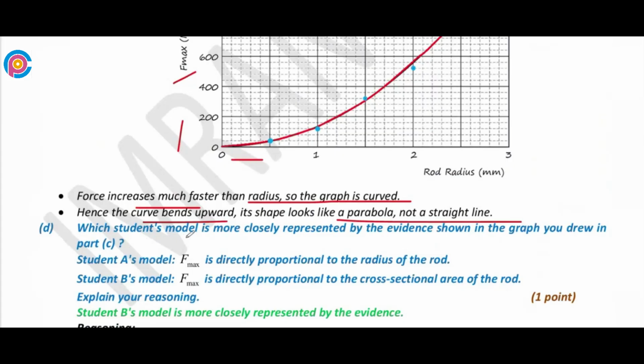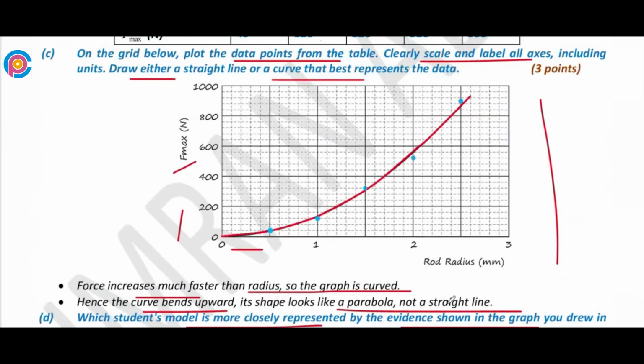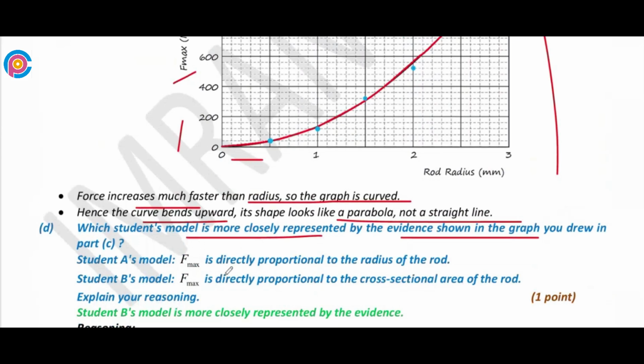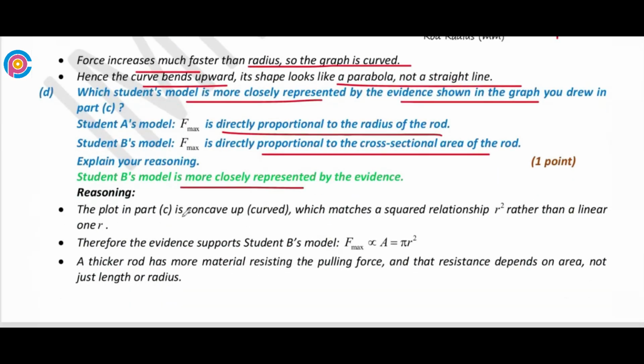Now, which student's model is more closely represented by the evidence shown in the graph you drew in part C? F maximum directly proportional to the radius, or F maximum directly proportional to the cross-sectional area of the rod? Student B's model is more closely represented by the evidence. The plot is concave up, curving upward, which matches the squared relation, r squared, rather than the linear one, r. Therefore, the evidence supports the Student B model.